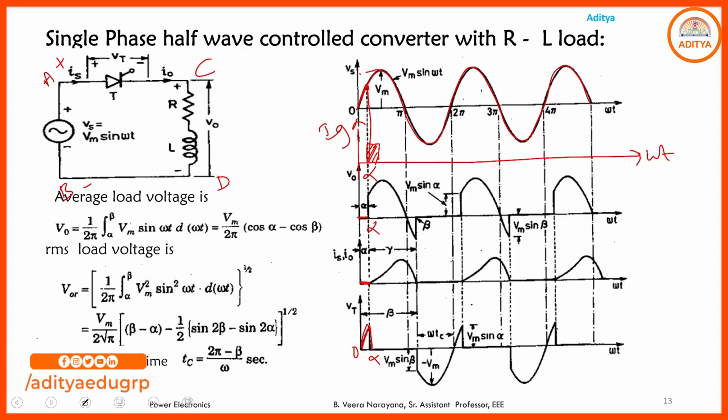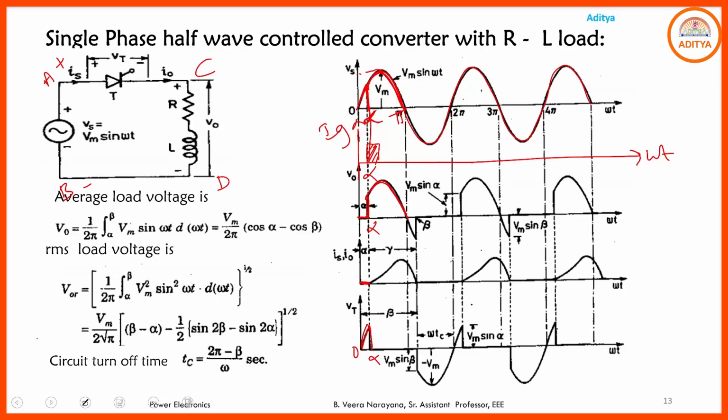At omega t equal to alpha, we provide the gate pulse to the thyristor. Then the SCR comes to the on state. Once the SCR comes to the on state, the source voltage is transmitted to the load and the output voltage simply follows the source voltage. So this portion from alpha to pi, this portion of the source voltage is available across the load. Hence from alpha to pi the output simply follows the source voltage.